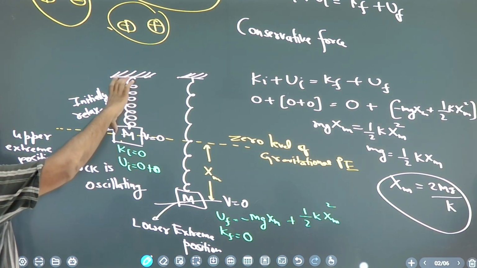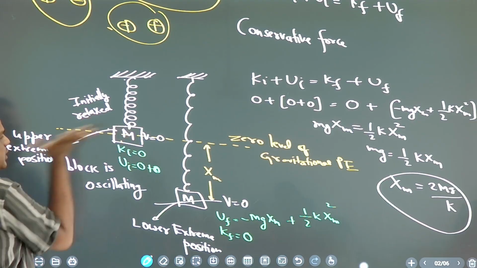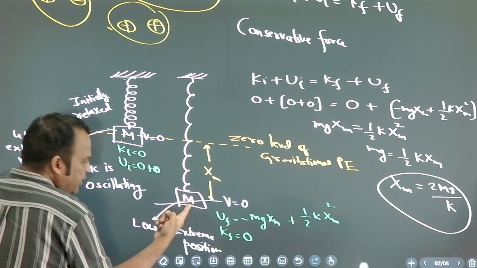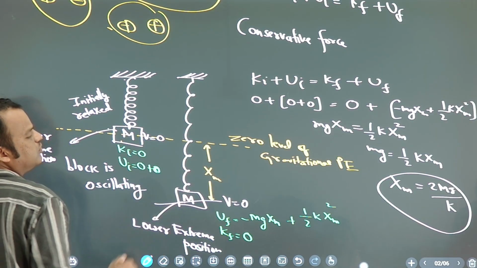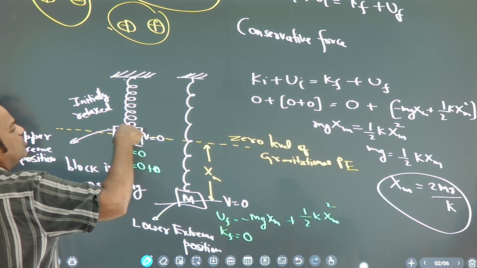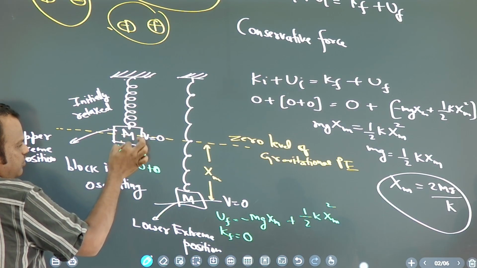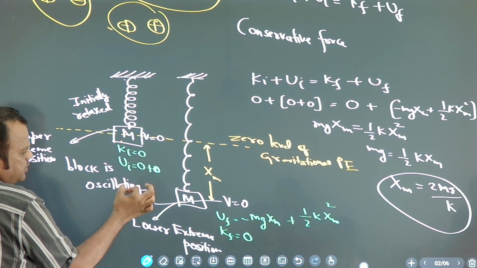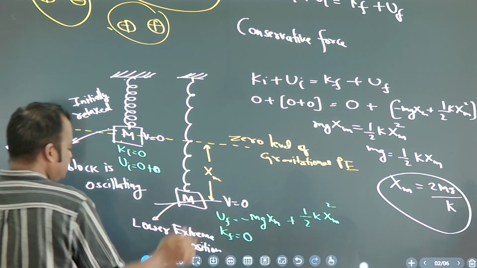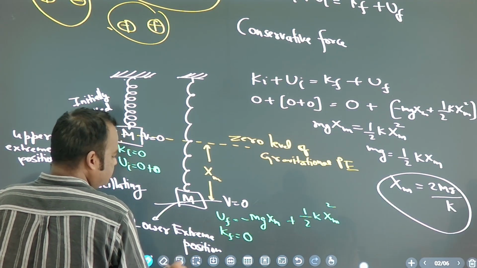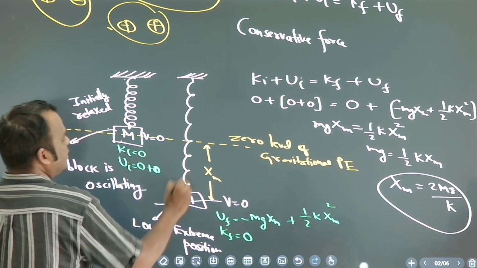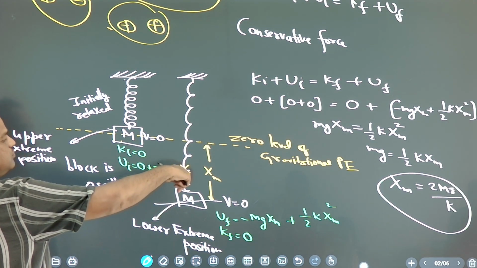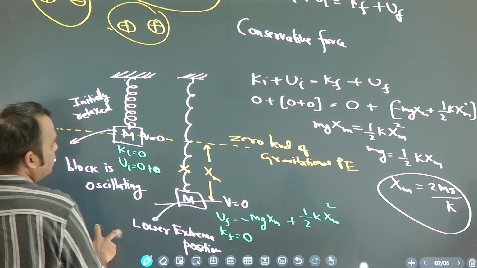The spring is relaxed initially, the block is attached and released. It will oscillate. So at the lowest point the speed is 0, and at the highest point the speed is 0. Speed increases from 0, becomes maximum, then decreases again and becomes 0. So where is the speed maximum? At the middle. Here 0, 0. Here the speed is maximum. You can note that down also.